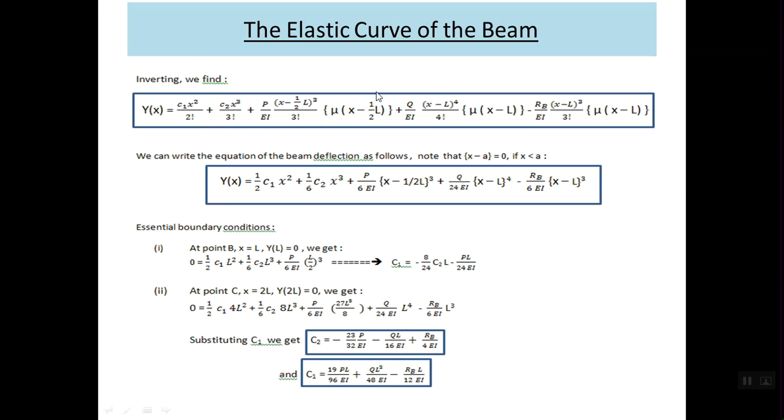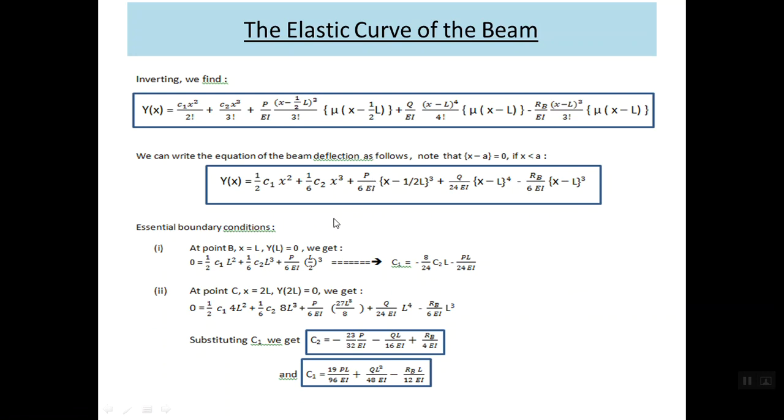Now we can drop the unit step function, noting that if x equals a, this term can be dropped. So we have a simplified equation. If x is smaller than L, then we can ignore this term, and the same for this part. If x is smaller than half L, then this term loses its meaning and can be dropped as 0.